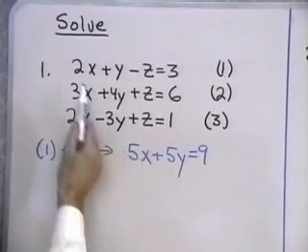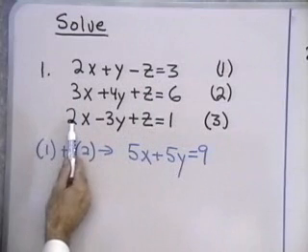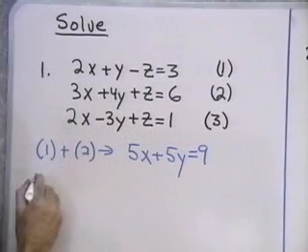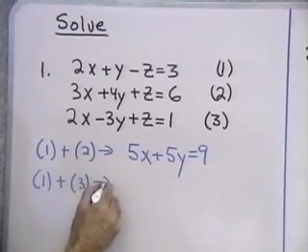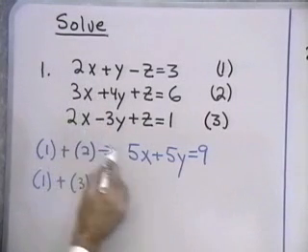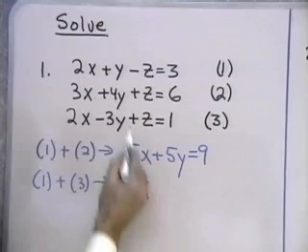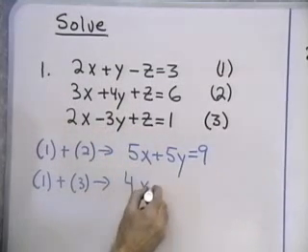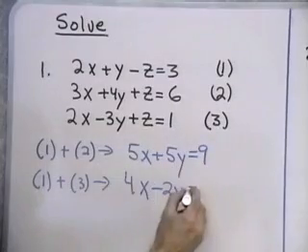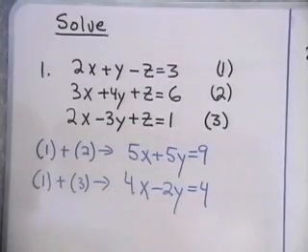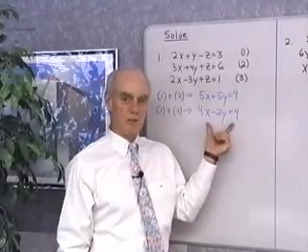Let's eliminate z from the first and third equations. That's a different pair of equations, and I'll do that by adding those. 1 plus 3 gives me 2x plus 2x is 4x. 1y plus negative 3y is negative 2y. And 3 plus 1 is 4. Now you see what I have is a system of 2 equations and 2 variables.